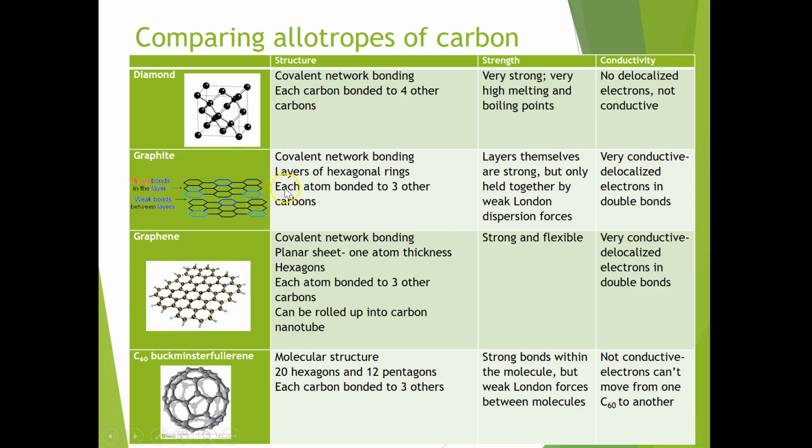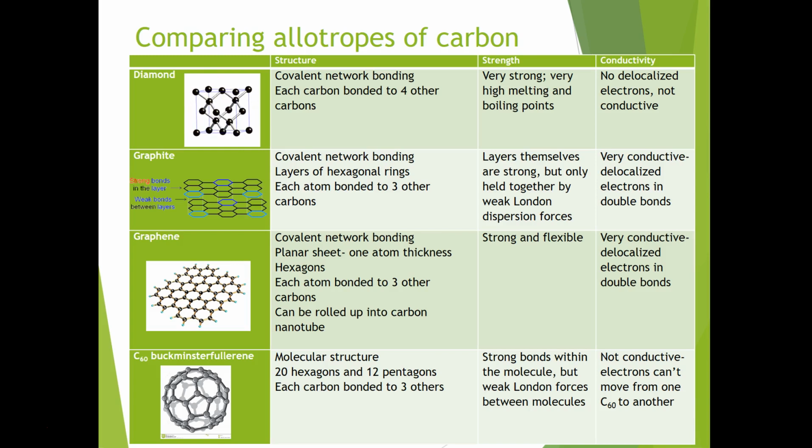The next one is graphite. Graphite is also network bonding, and what you have is layers of hexagonal rings with each atom bonded to 3 other carbons. In the illustration here, the bonding within each layer of graphite is very, very strong, but there are very weak intermolecular forces between the layers. That is why it's really easy to peel away layers of graphite, like when you write with your pencil. It's easy to leave graphite on the page because of those weak intermolecular forces.